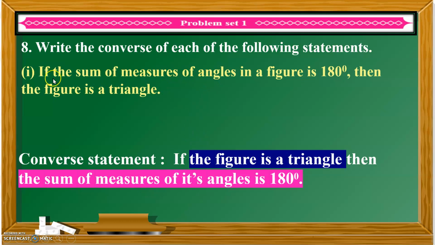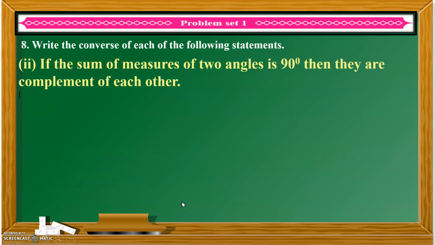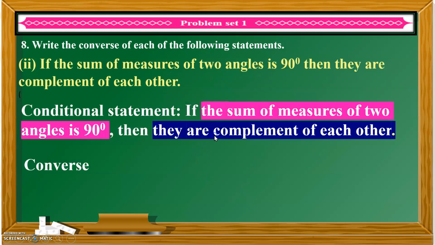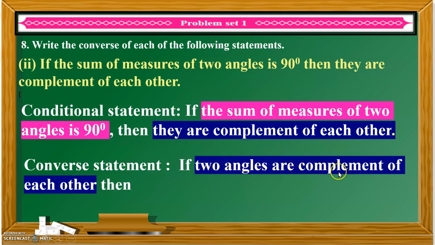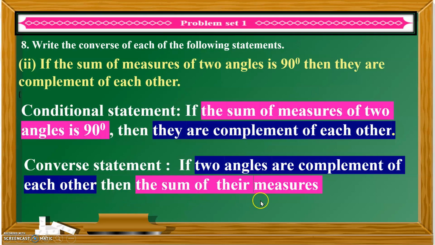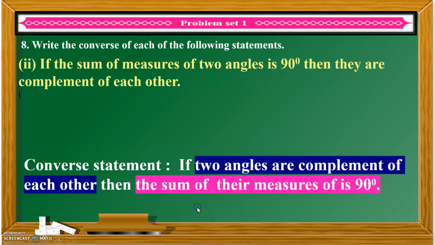Again I repeat, if the question is not in the form of if and then, you have to first convert it into a conditional statement and then only write the converse. Okay, let's go to the next question. If the sum of the measures of two angles is 90 degrees, then they are complement of each other. So this is the conditional statement, and the converse would be, if two angles are complement of each other, then the sum of their measures is 90 degrees. Clear, students? Again, this conditional statement will go away because it is already there in the question.